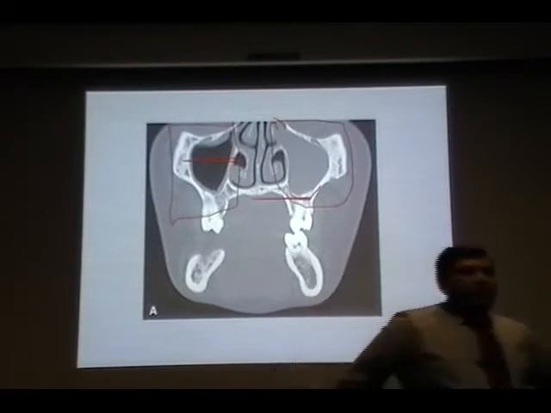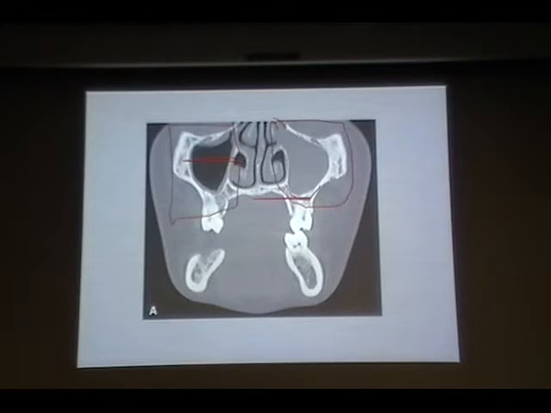A few slides ago, you showed us a picture of a tooth with a crown on it, and it had inflammation inside the maxillary sinus. How do you know which side of the mucous membrane that inflammation is?